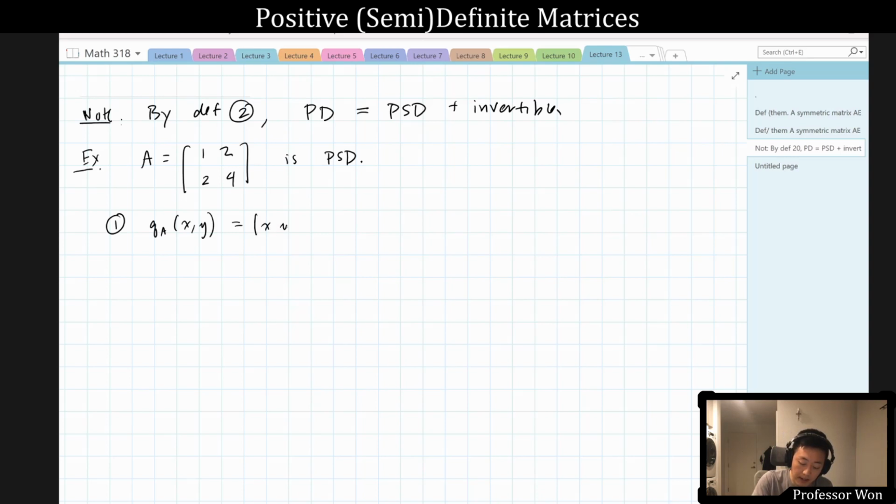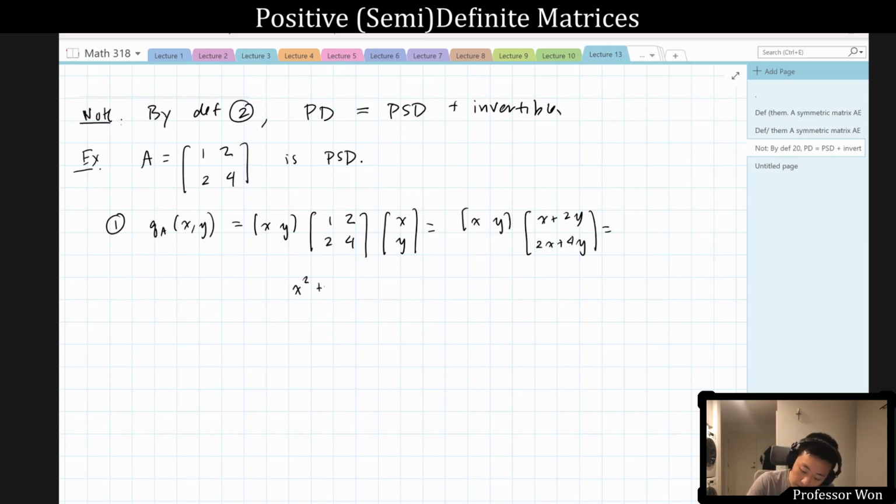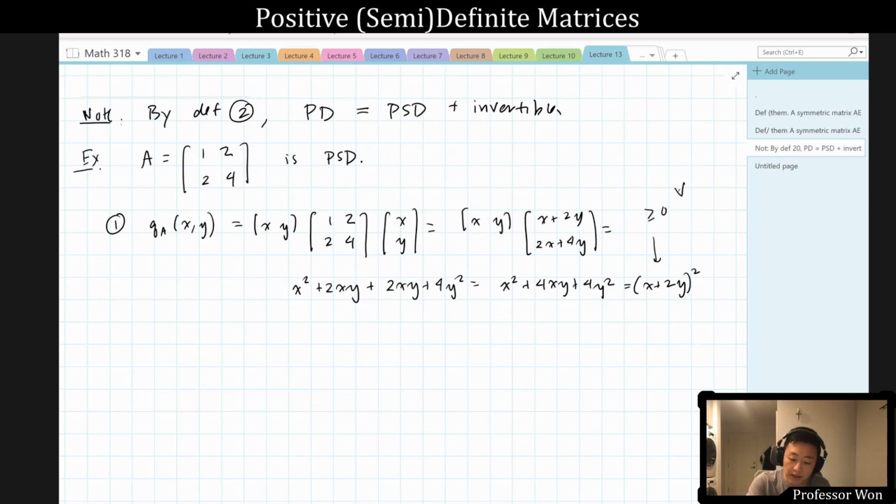You multiply by [x y] on the left, the row vector, and the column vector on the right, and what you get is this [x y] row vector times [x + 2y, 2x + 4y]. So you'll get x squared plus 2xy plus 2xy plus 4y squared, which is x squared plus 4xy plus 4y squared, which is (x + 2y) squared. Since it's (x + 2y) squared, no matter what you plug in for x and y, you'll always get a non-negative number. This thing is greater than or equal to 0 for every x, y.